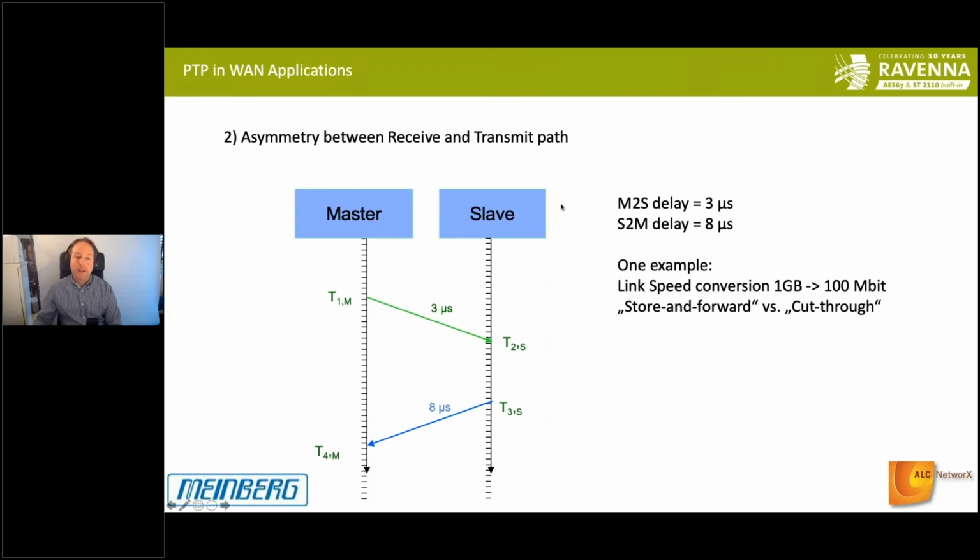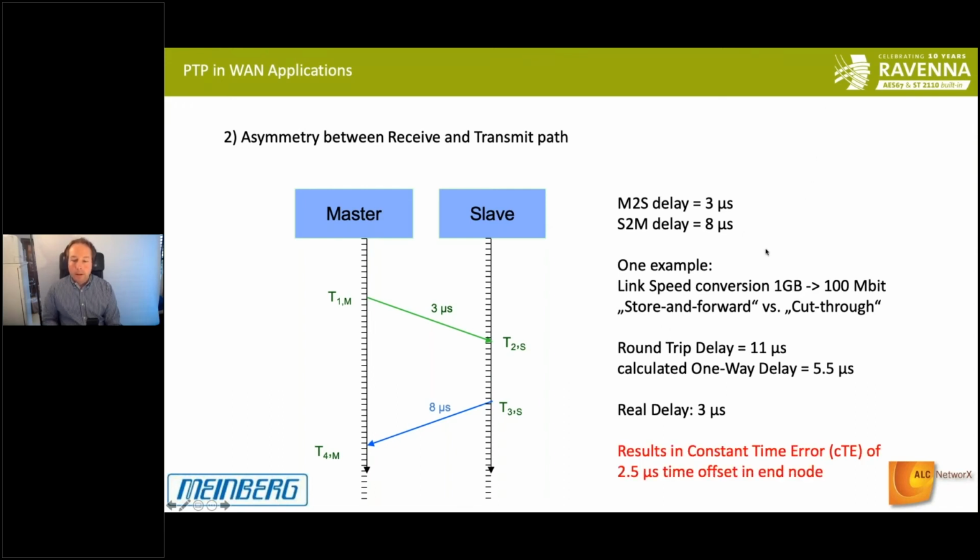And due to this store and forward versus cut-through technology, you get different latencies in both directions, which will result in a round-trip delay of 11 microseconds in total. And by design, the one-way delay is calculated and taken into account in the offset calculation, which will result in 5.5 microseconds in total. So the real delay actually would be 3 microseconds. And this difference results in a constant time error of 2.5 microseconds in the end node.